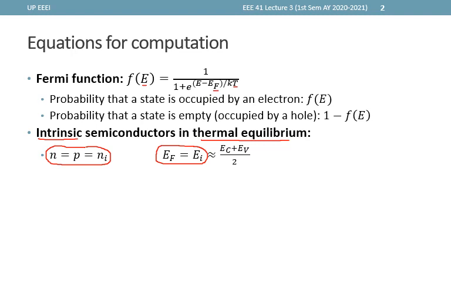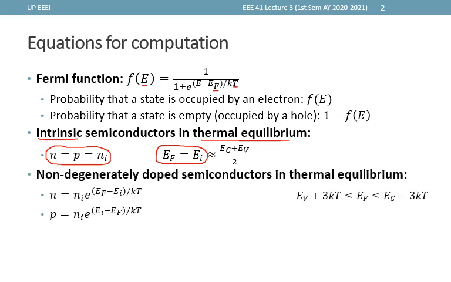Now the side on the right, EI is equal to EC plus EV over 2, can also be used even if the material is not an intrinsic semiconductor or not in thermal equilibrium. We're just limiting it for the second bullet: if it is an intrinsic semiconductor and it is in thermal equilibrium, then EF is equal to EI.